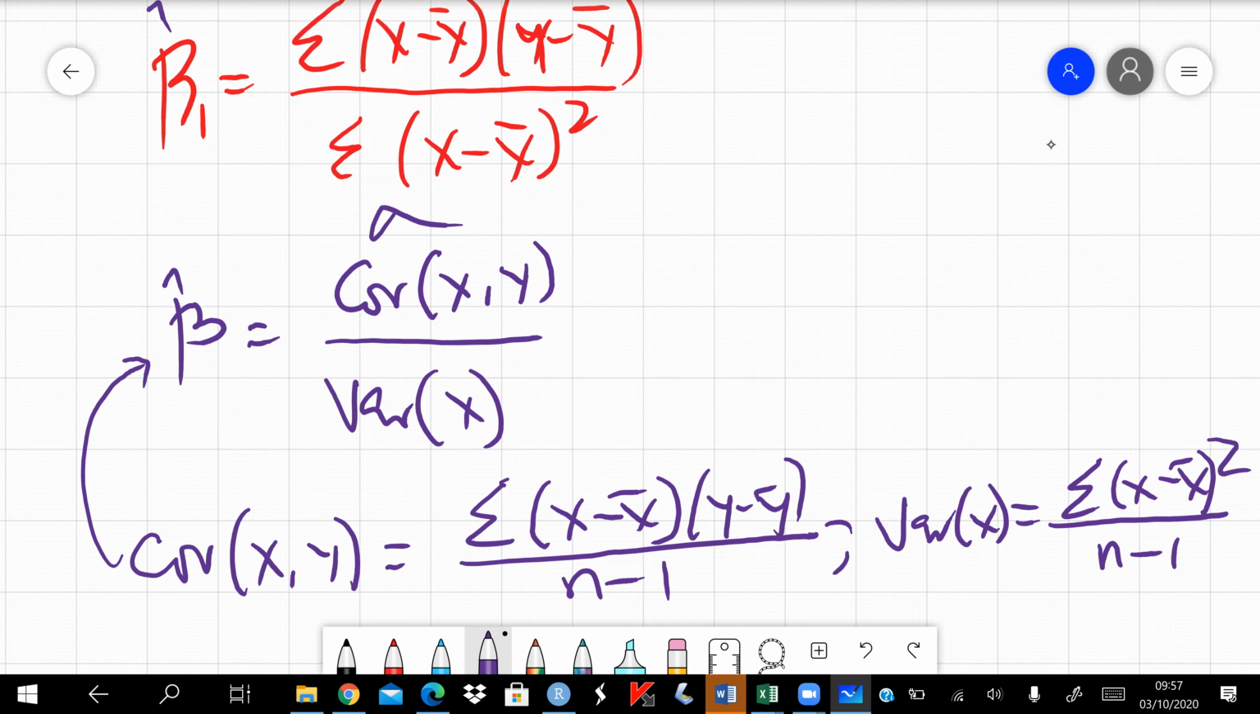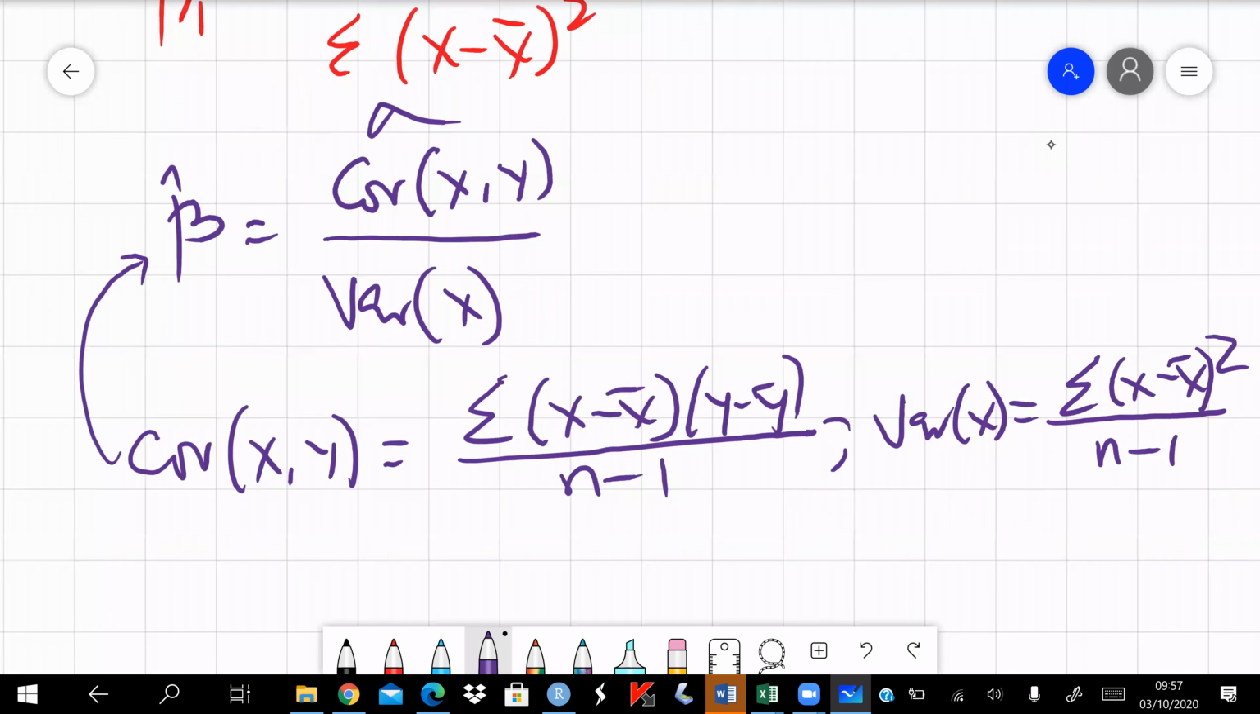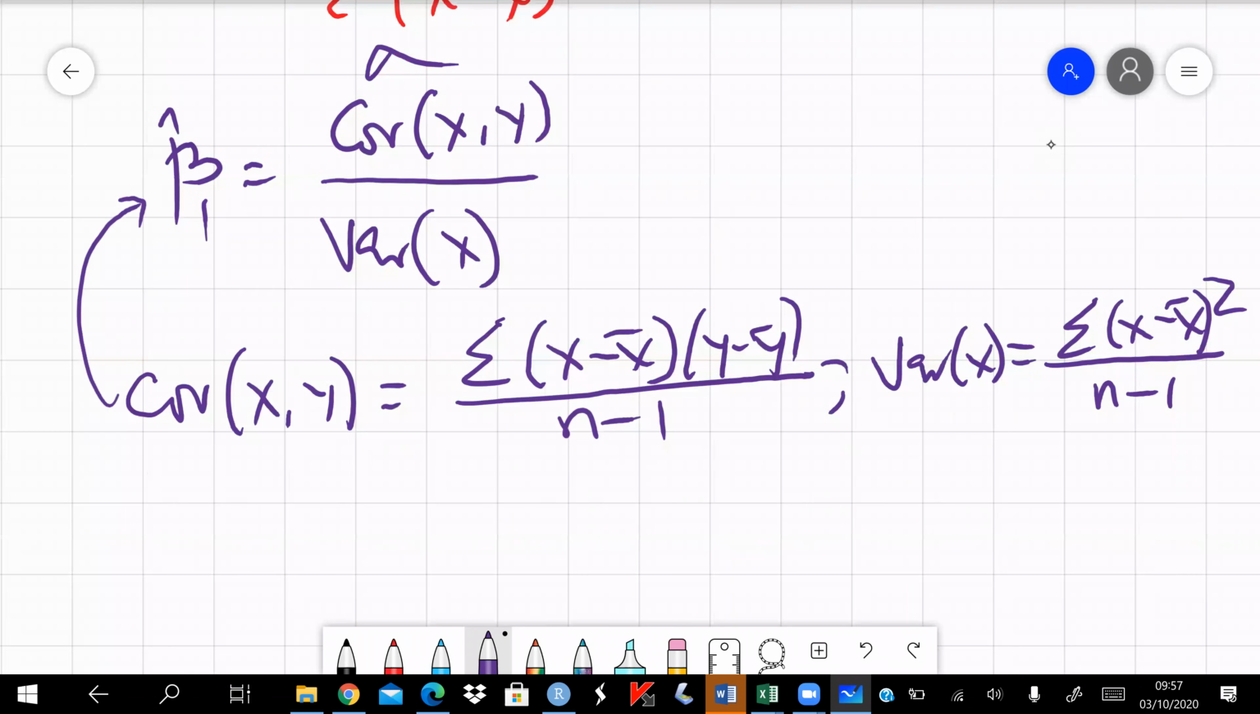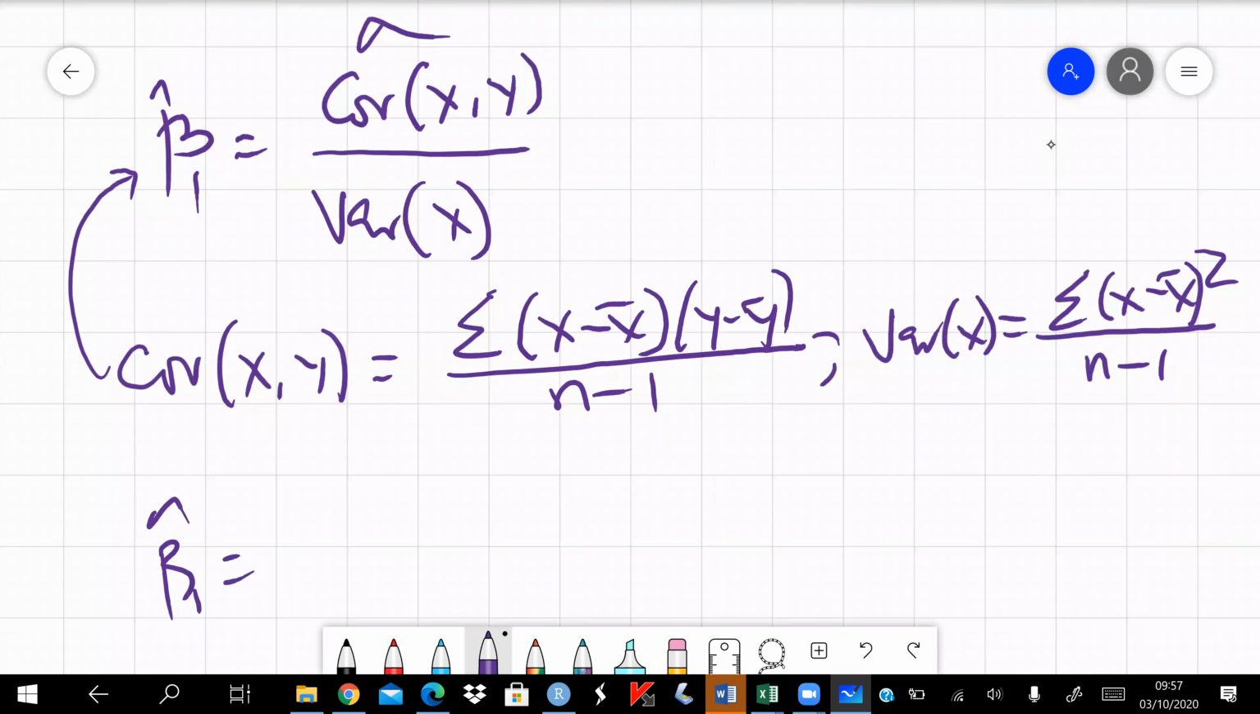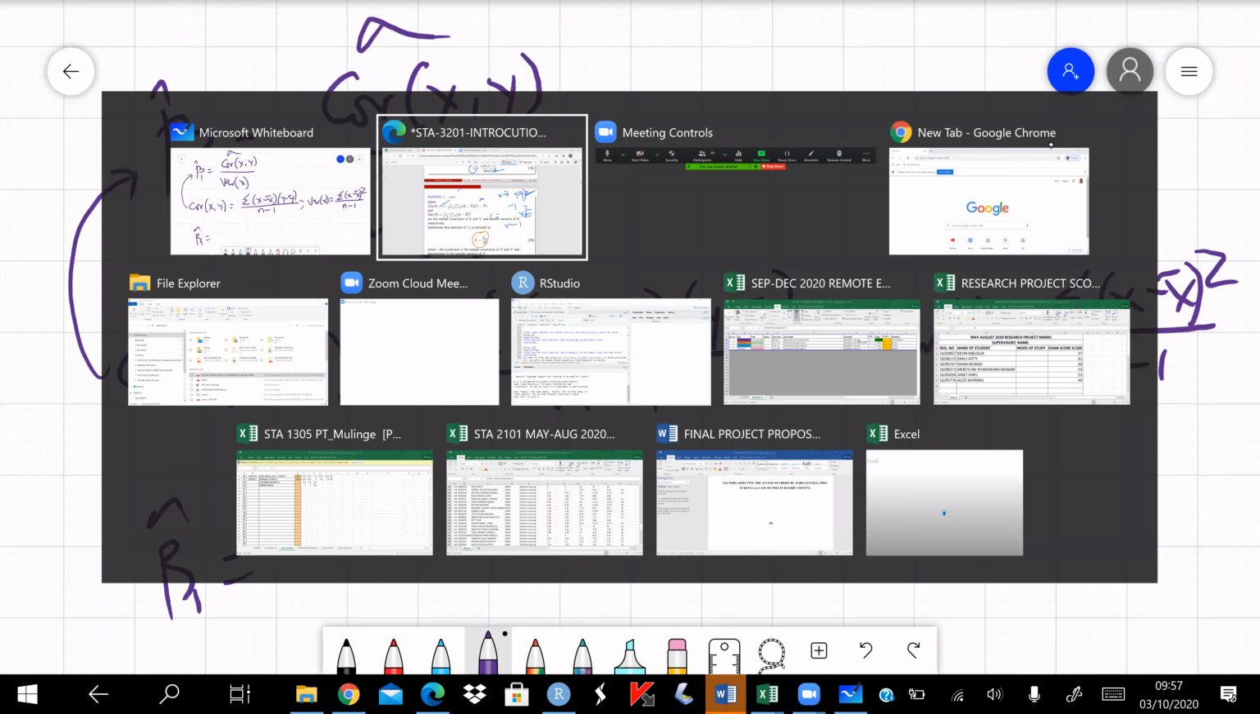And we're saying that we can also express it differently. This is beta 1. We're saying that we can also express beta 1 in the form of using correlation now.